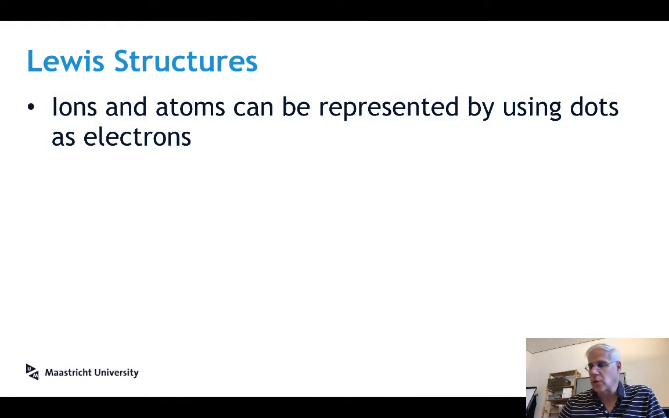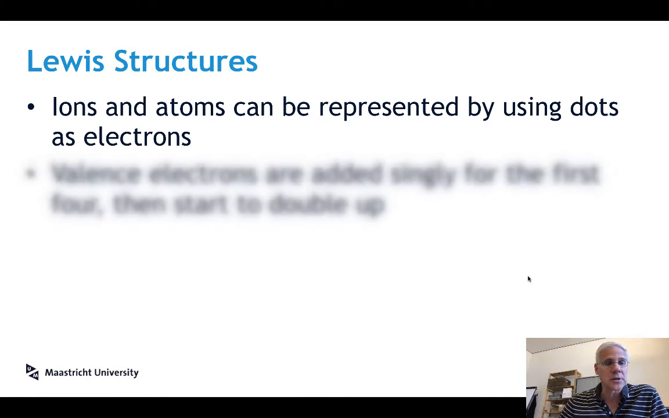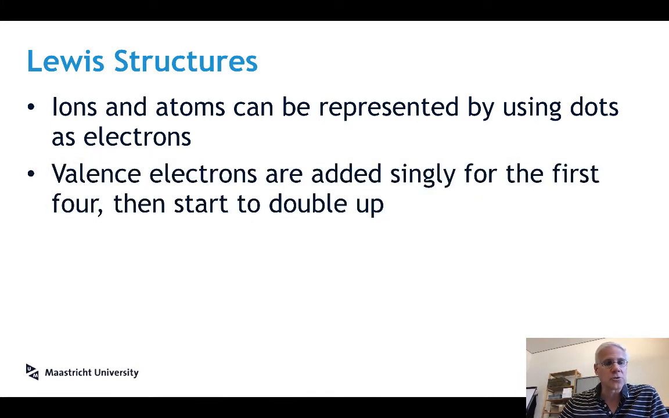So this brings us to a little bit of a different concept here. We're getting away from the quantum mechanics part. We're going to shift more towards structure and bonding and see how bonding actually occurs. Ions and atoms can be represented by using just dots as electrons around an atomic structure. We use valence electrons only, and we add them as single dots for the first 4, in the 12, 3, 6, and 9 o'clock positions. Then if we have more electrons to add, we can start to double them up.